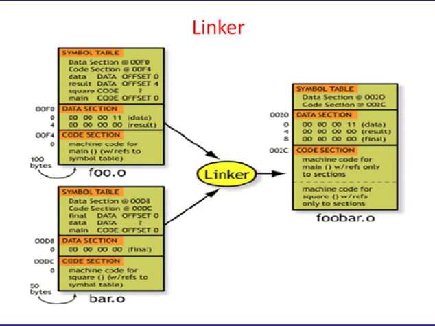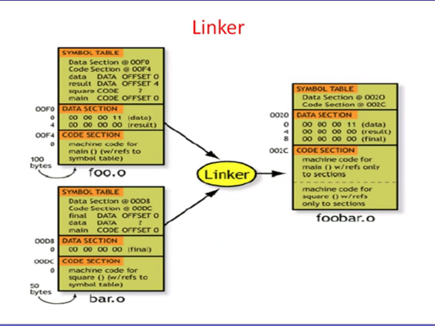The output of the linker is a new object file, foobar.o, that contains all of the code and data from the input object files and is in the same object file format, ELF or COFF. It does this by merging the text, data, and BSS sections of the input files.